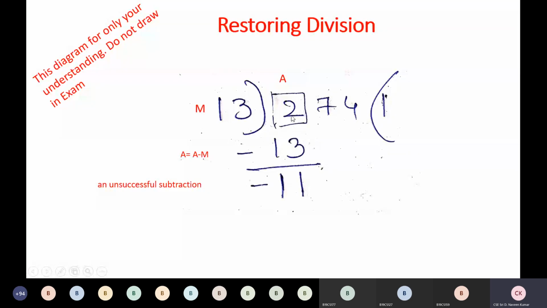So to get 2 here, what needs to be added to this one? What needs to be added to minus 11 so that the result is 2? Any answer from section 2 or section 3? We should add m. Yeah, so we need to add m.